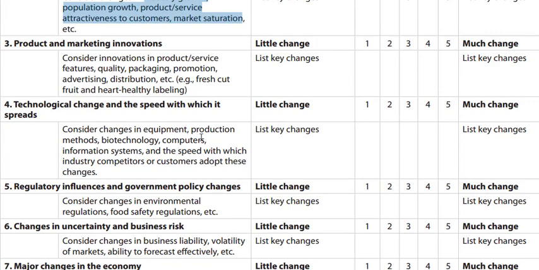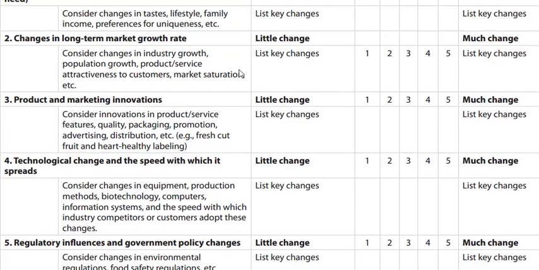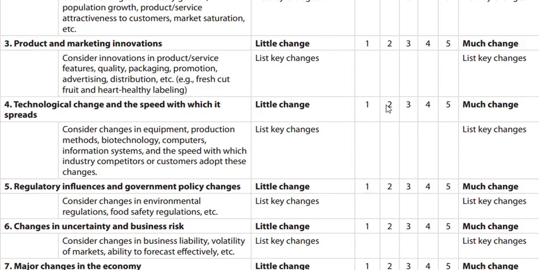Then we will move on to the changes in product and marketing innovations. That means if a lot of changes are occurring in market innovation, we have to list how many changes are occurring. We will list like 1, 2, and 3 changes which are occurring, or if fewer changes are occurring, we will list it here. If more changes, more threatening. If fewer changes, then it means less threatening according to this scale.